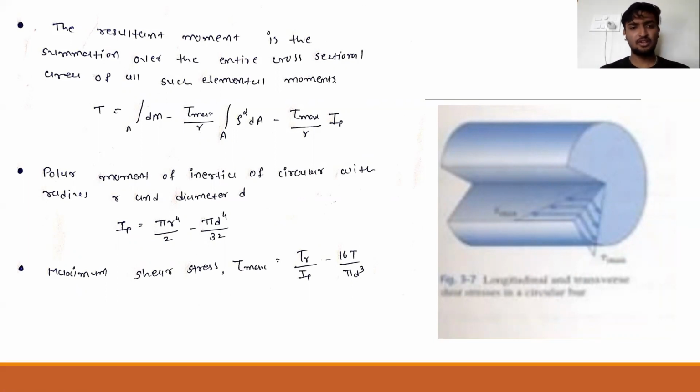The polar moment of inertia of a circle with radius r and diameter d is Ip equal to pi r to the power 4 by 2, which is pi d to the power 4 by 32. And the maximum shear stress tau max is equal to T r by Ip, which is 16 T by pi d cubed.